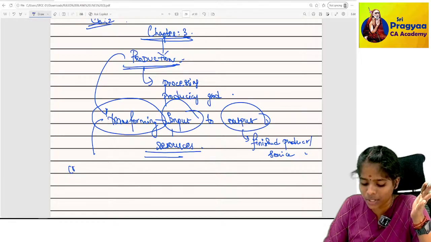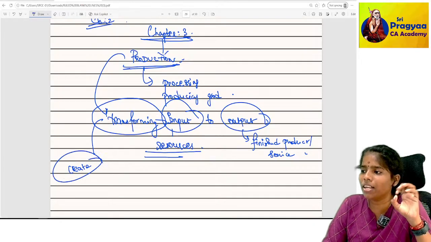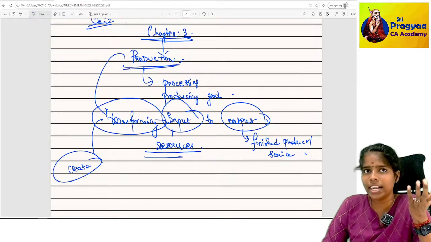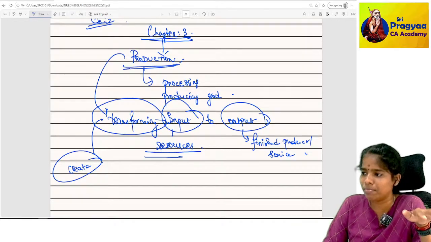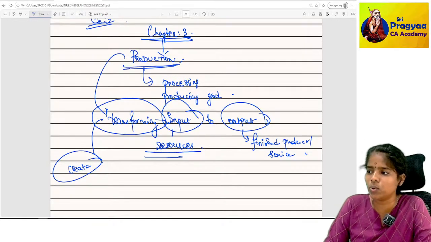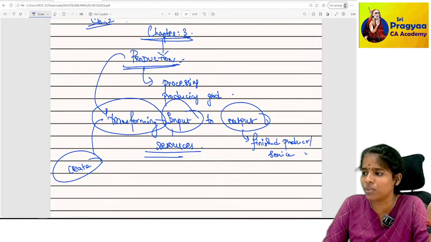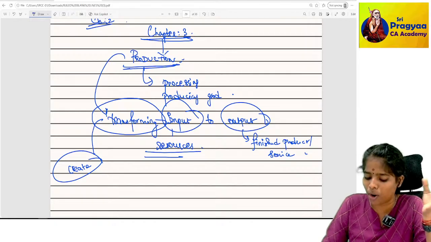You are not going to create a particular product. Wood நீங்க வந்து create பண்ணல. You are creating only tables. You are transforming the wood into table. You are not going to create wood, correct? So you are only transferring the utility of that product. You are not creating a own product.